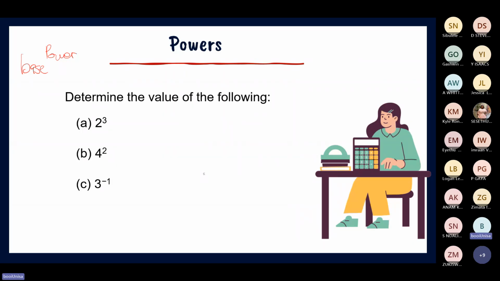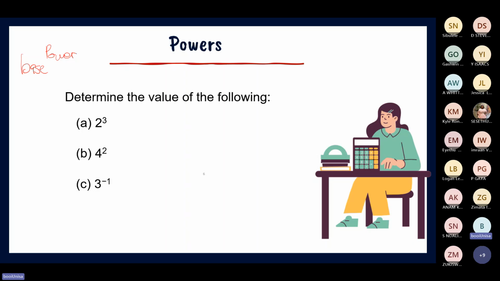So what does that mean? A power means any number or value that you see as a base is multiplied by itself that power's amount of times. So let me do number 1, and then you do number 2.